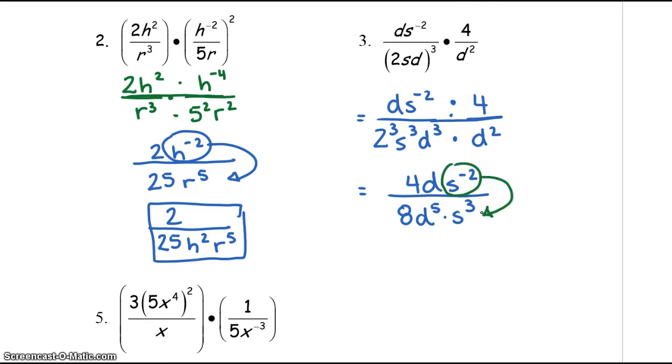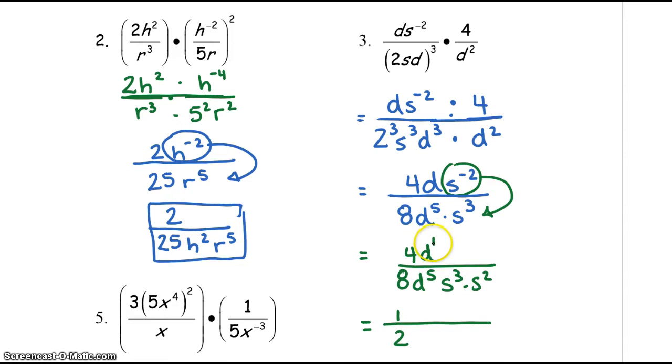Because it's a negative exponent, so I'm going to go ahead and do that. 4d over 8d to the fifth and s to the third times s to the second. Now, I see a lot of things that we have, so I'm going to go ahead and simplify. 4 divided by 8 simplifies to 1 over 2.